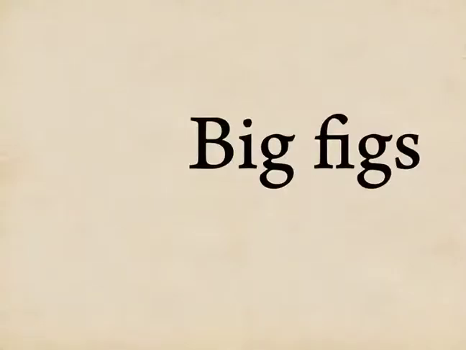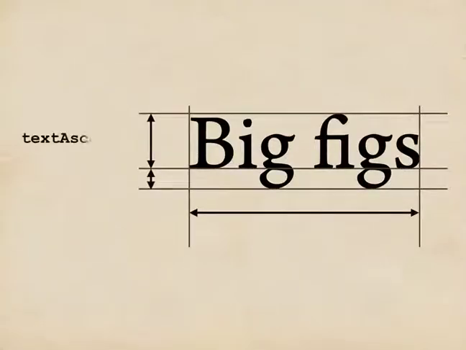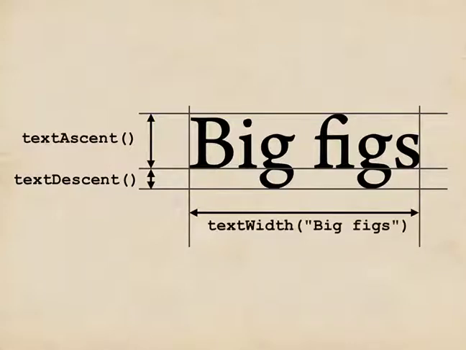So let's summarize what we've seen. Here's a typical string. There are 3 things we get to find out. The textAscent tells us the distance from the baseline to the top of the ascender. TextDescent tells us the distance from the baseline to the bottom of the descender. And textWidth with a string tells us the width of that string. These are all with respect to whatever font is currently active.